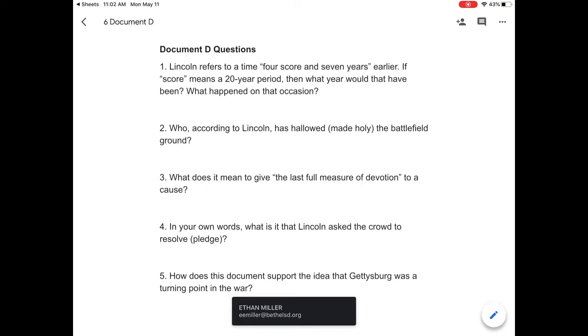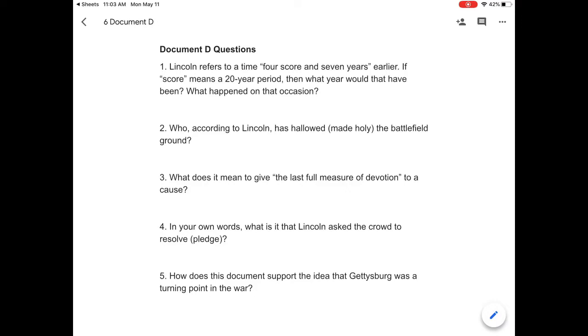Document D. This is the last document, and today's Friday's lesson, but we're not going to jump right into the essay on Monday. We're going to take about 3 days to make sure that we really understand the greater context and importance of the Battle of Gettysburg, because I feel like with just these four documents, it would be really hard to explain clearly why it's a turning point.